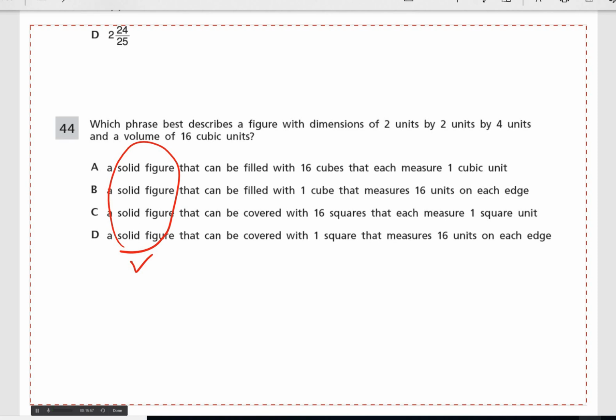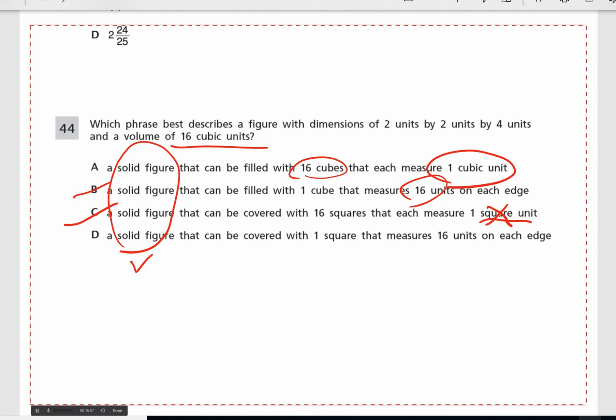Can be filled with, okay, so this is square. Square is not a volume, so this is gone. Okay, so 16 cubes, each one is 1 cube. That sounds about right. 1 cube, that's 16. No, if 1 cube, that's 16. When you have 16 cubes, then it will be very big. So B cannot be right.